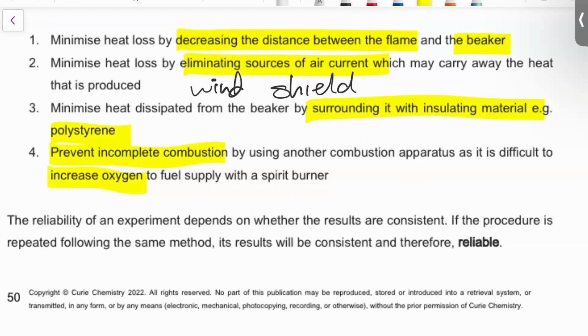Can you guys give me a thumbs up if these make sense to you? Normally you want to minimize the heat loss, but that fourth point is about incomplete combustion. So you just want to think of ways to make sure that the heat goes into your beaker and not out to the environment or to anything else. So you want more heat getting read by your thermometer.